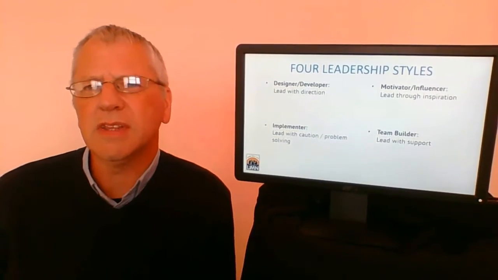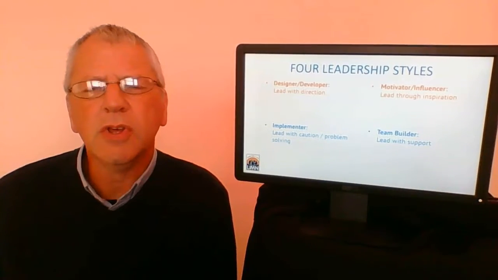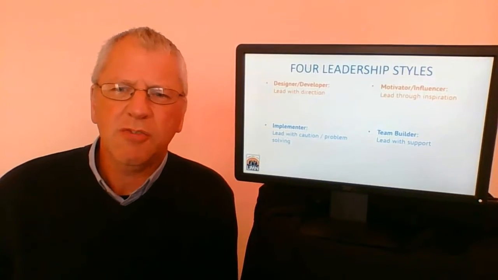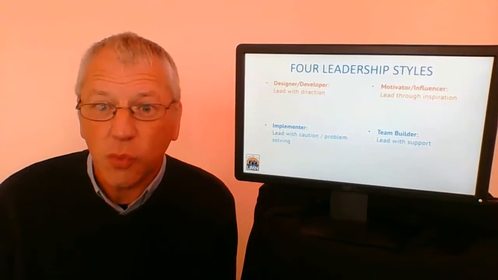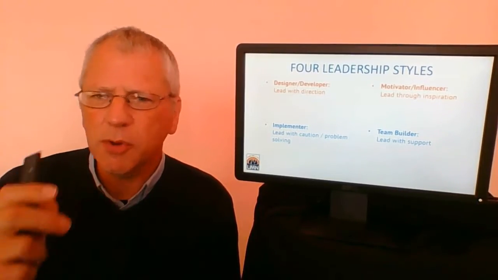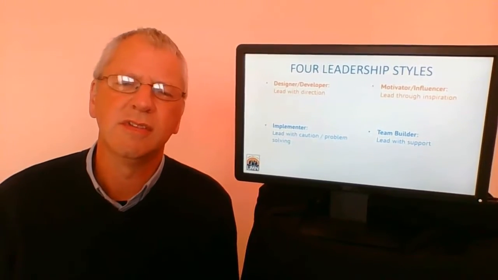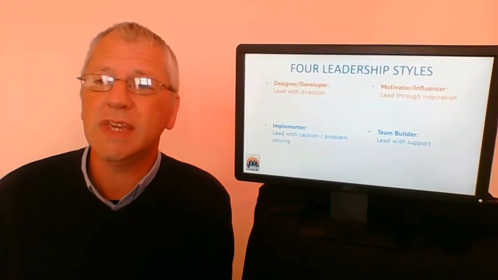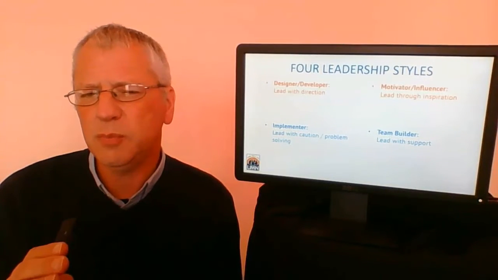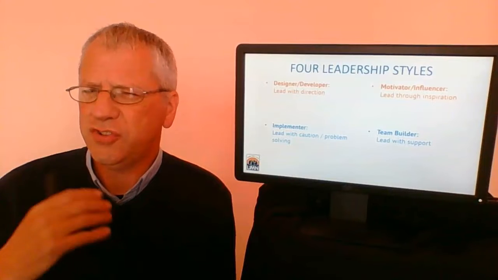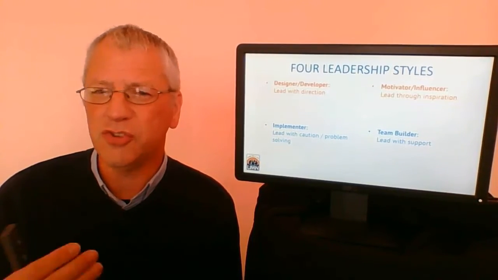Now, why are they divided up like this? Well, these top 2 roles, these are people who have a fast pace approach to work. So the designer developer and the motivator influencer, they want to get it done. They want to do it right now. It's all very fast. And some people are very fast: quick decision making, quick thinking, quick acting. Whereas implementers and team builders are more slow, careful, cautious. They need to take the time to do the job properly.